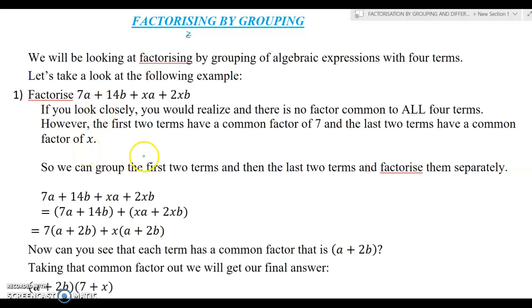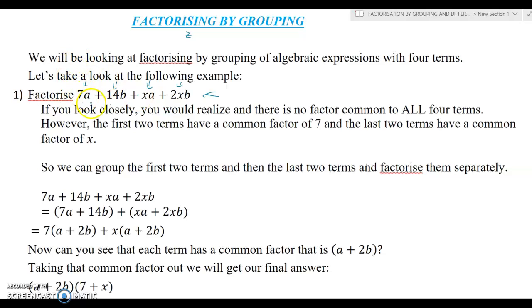This first question: we want to factorize 7a plus 14b plus xa plus 2xb. Now, looking closely, we would realize that firstly, we have four terms: 1, 2, 3, and 4. And also, what we would notice is that in all four terms there's no common factor, meaning there's no one common thing that we could pull out that everything else has in common.